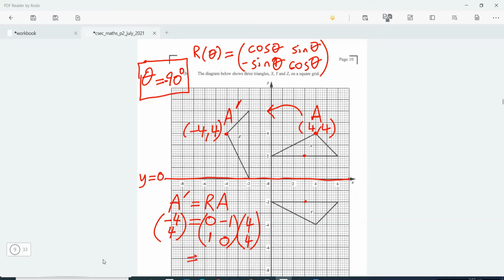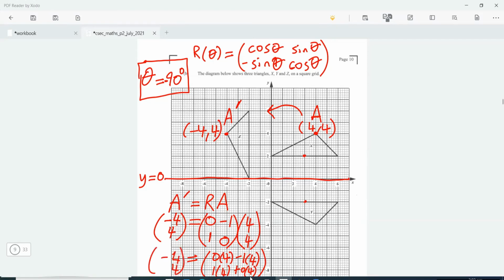Row by column. 0 times 4 is 0. So that would become 0 times 4. Then this would be -1 times 4. Then down here it is 1 times 4 plus 0 times 4. I end up getting this is indeed -4, 4. So this is true.